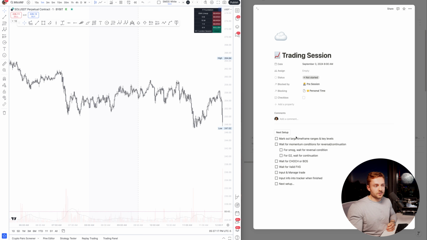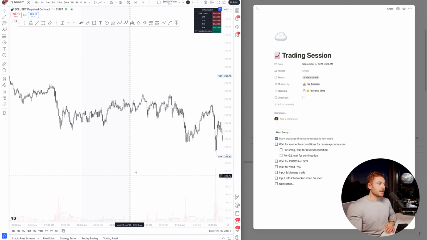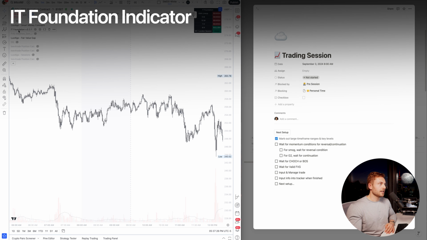When my session starts, the first thing that I'm doing is marking out my larger time frame key levels. You'll see this gray area here. I've added this with something called the IT Foundation. This is also an indicator that, if you want, I can send it to you.